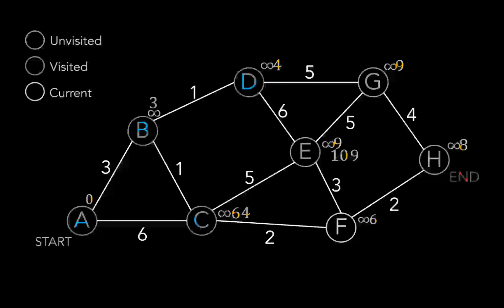So now we can begin our backward pass, and we can think of this like tracing the reverse path. So we go from H to F, since 8 minus 2 is 6, then F to C, since 6 minus 2 is 4, then C to B, since 4 minus 1 is 3, and finally B to A, since 3 minus 3 equals 0. And then just by flipping this path, we've now found the shortest route from A to H.